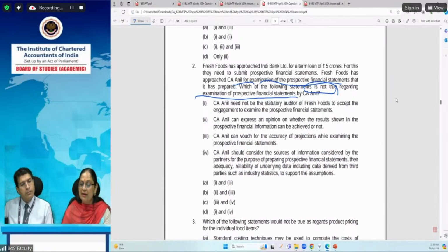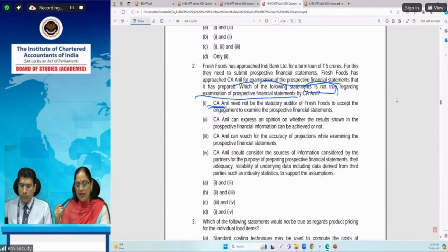That is, CA Anil need not be the statutory auditor of Fresh Food to accept the engagement to examine the prospective financial statement. If we read this statement carefully, even though CA Anil is not the statutory auditor of Fresh Food, he can accept the engagement to examine the prospective financial statements. So this statement is true.